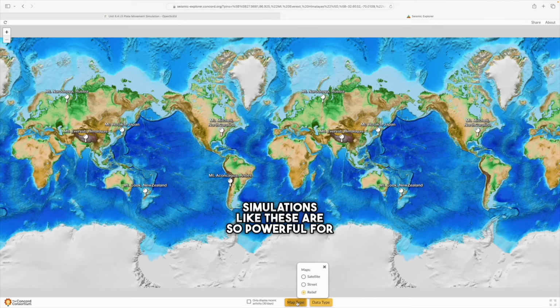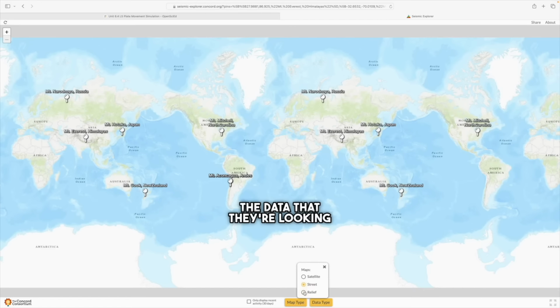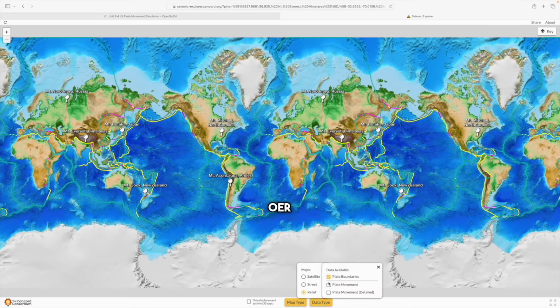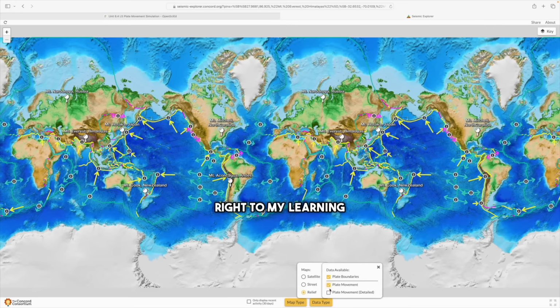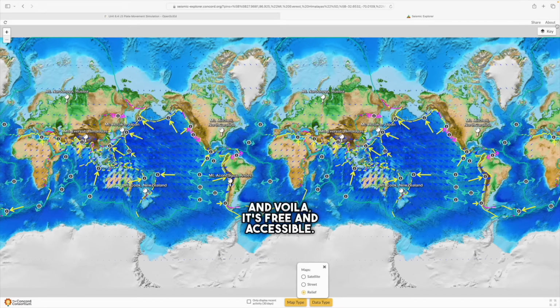Simulations like these are so powerful for my students to be able to analyze and understand the data that they're looking at. And the great part is it's very easy to search OER, and I can share these right to my learning management system and Google Classroom, and voila, it's free and accessible.